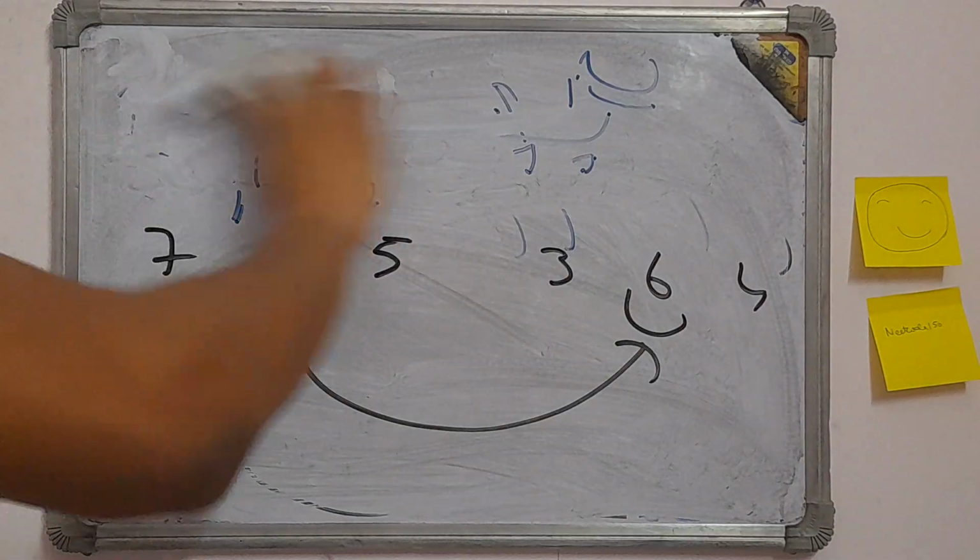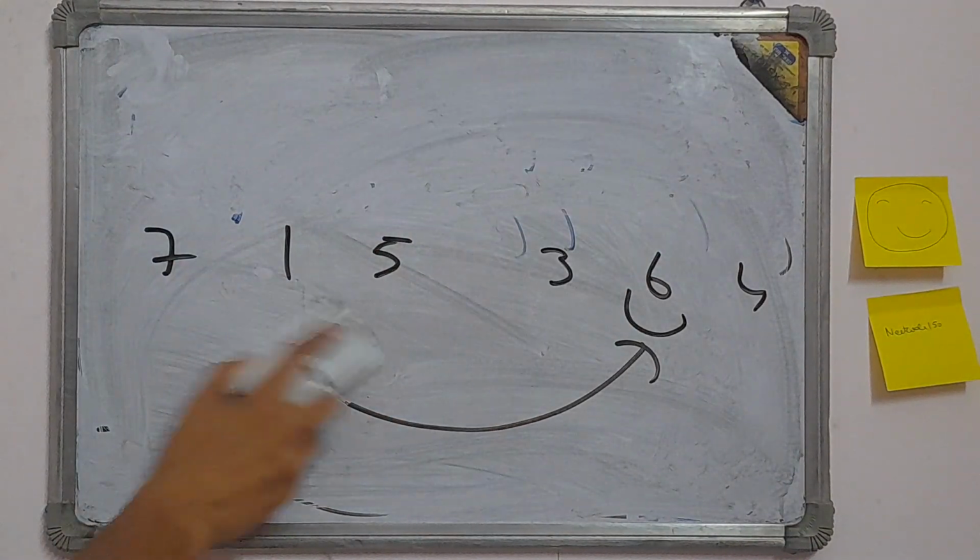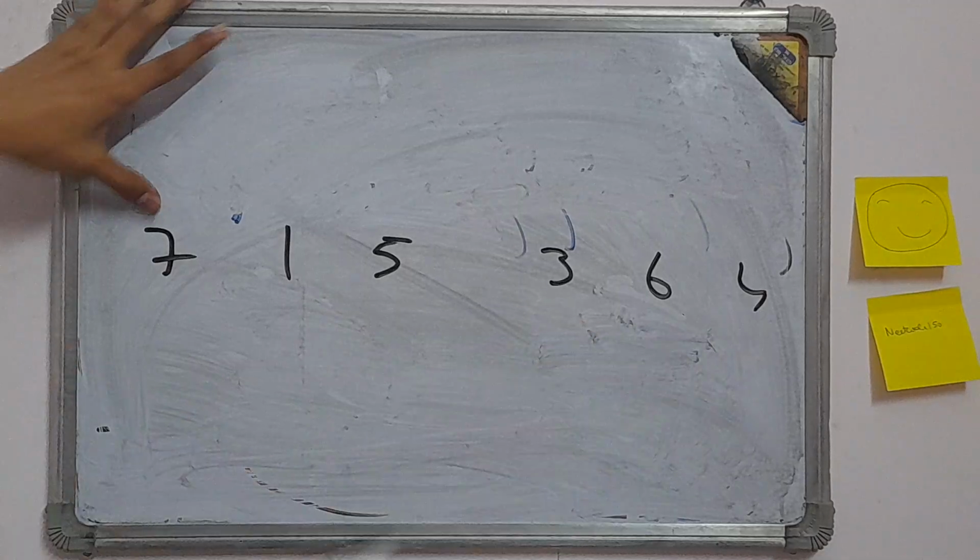Let me tell you how we do that. So in this question, at the start we are here. So we assume that this is a buy point, okay? We assume.